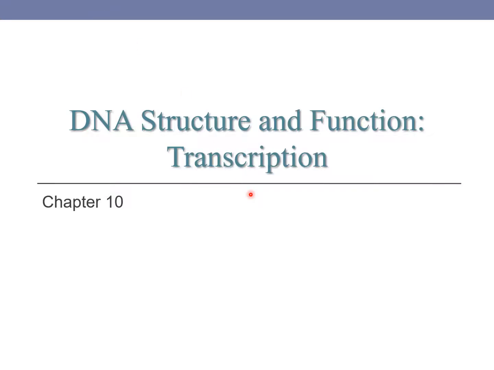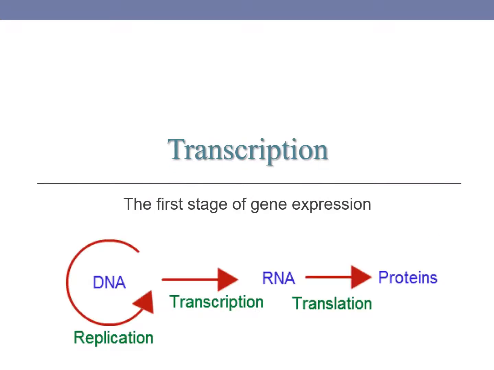Now that we've got some basic concepts down about gene expression, we can move into transcription of RNA from DNA. So gene expression is the flow of information from DNA to RNA through the process of transcription, and from RNA to proteins through the process of translation. We're going to start with transcription and see how we can take that information in DNA and transcribe it into RNA.